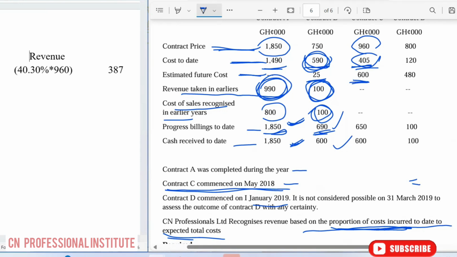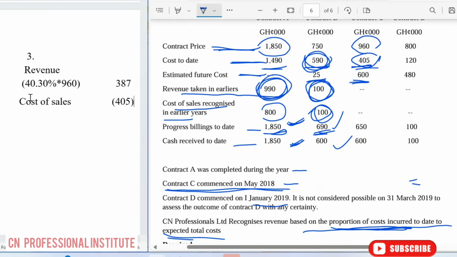Okay, so we are at step 3. Then, so that's our revenue. Then let's go to cost of sales. We said we pick cost to date. What's our cost to date? 405. So our cost to date becomes our cost of sales, right? Okay, so cost to date becomes our cost of sales, 405.